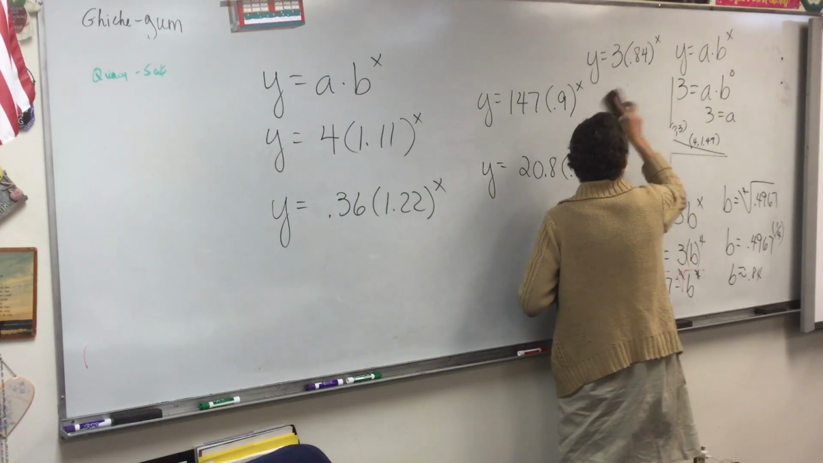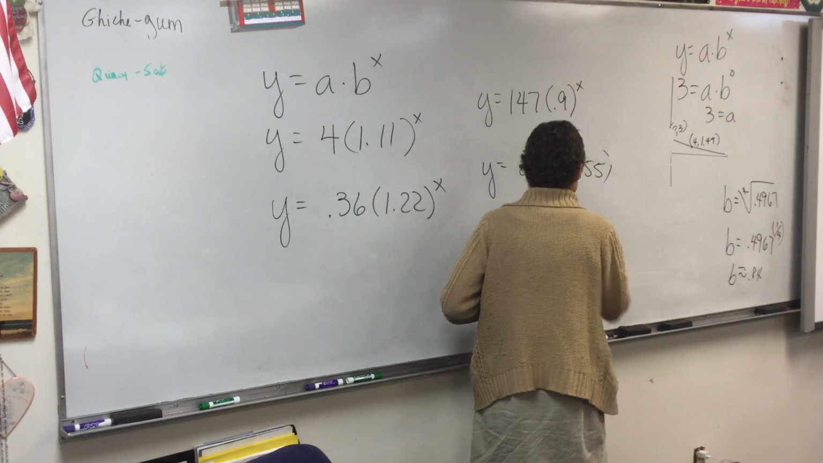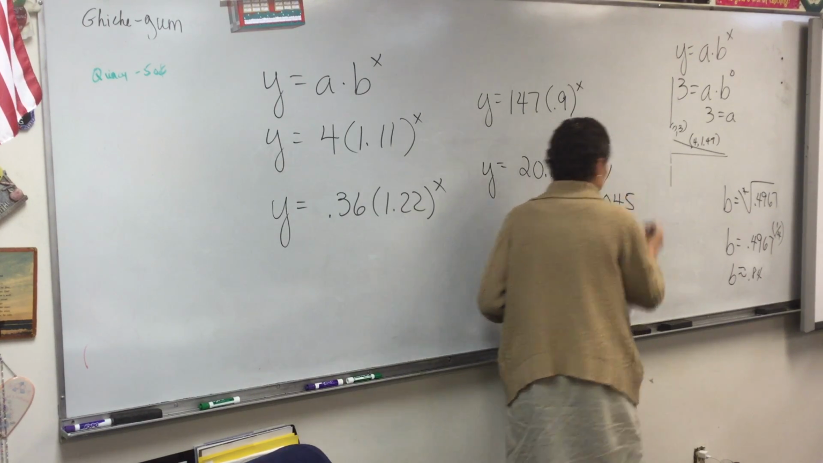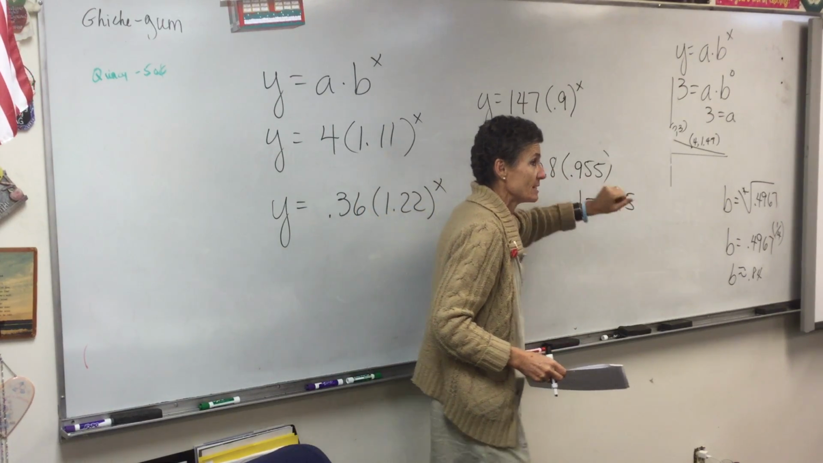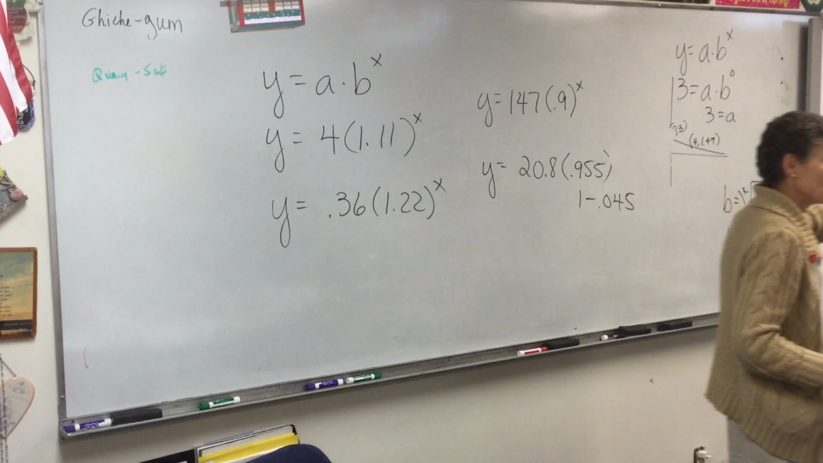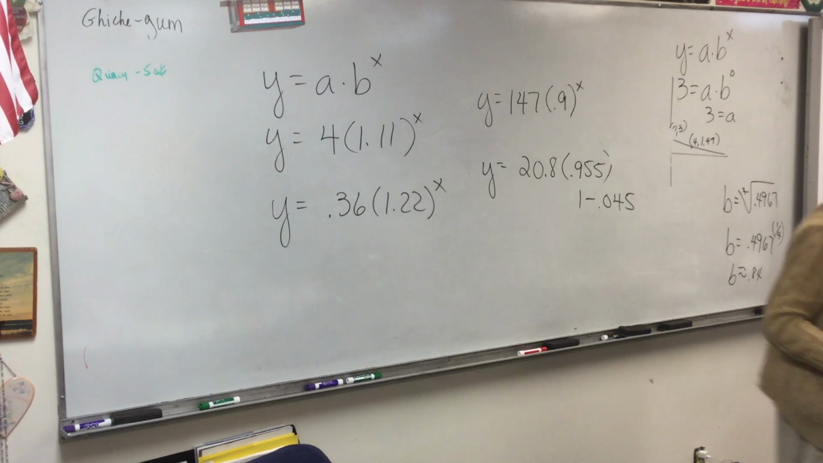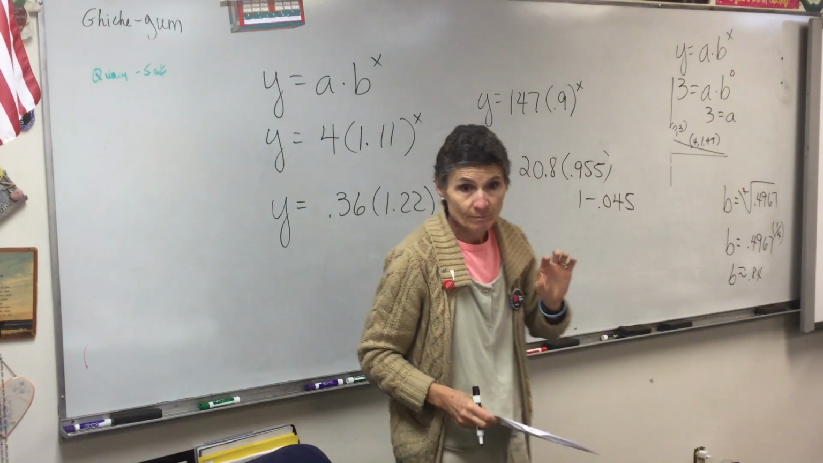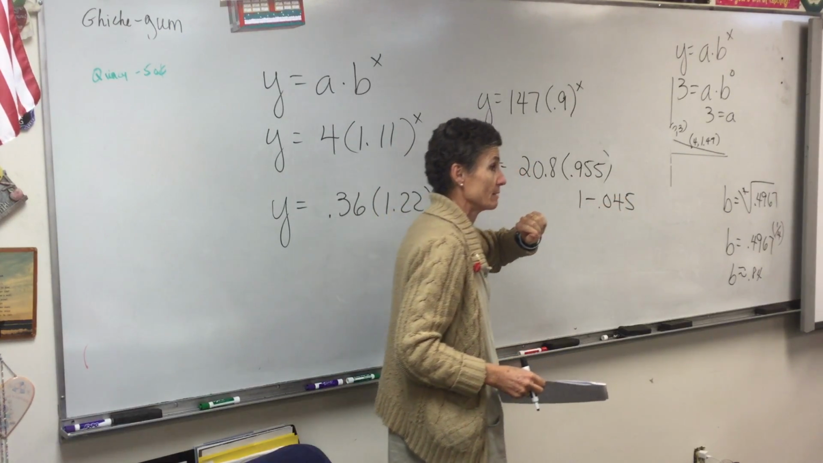How did Marley get that number? Does everybody see? Okay, she took 1 minus 0.045. Because the number that goes in the parentheses is the percentage more than 1 or the percentage less than 1. So if you're 4% less than 1, you're 96%. If you're 4.5%, you're 95.5%.